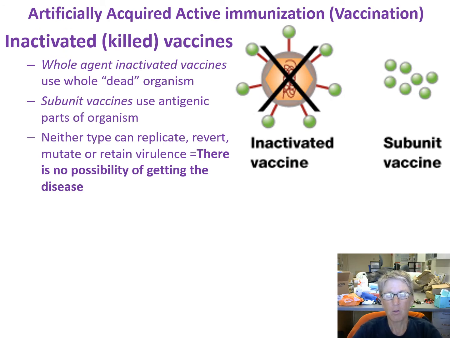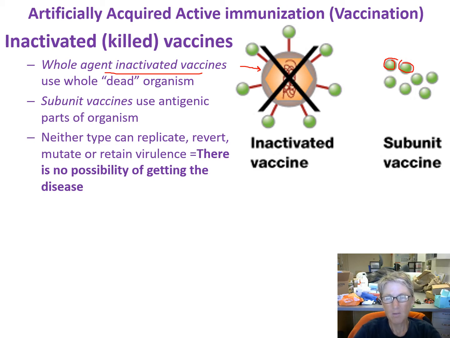This is a cartoon of inactivated or killed vaccines. So whole agent inactivated vaccines, they're called that. Basically, again, this is kind of funny because a virus is not really alive, so you can't kill it. But somehow they completely inactivate it and put it in a vaccine. And then this is kind of a cool way to do it: subunit vaccines. You just use the antigenic part of the pathogen.